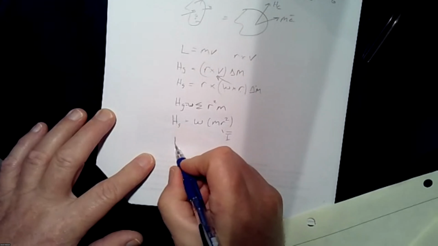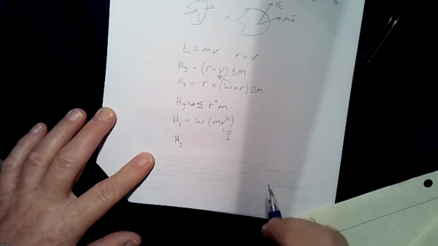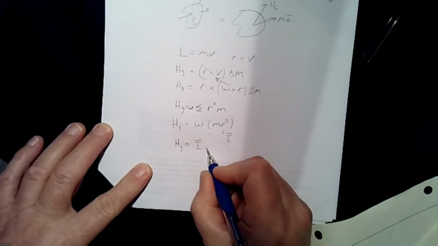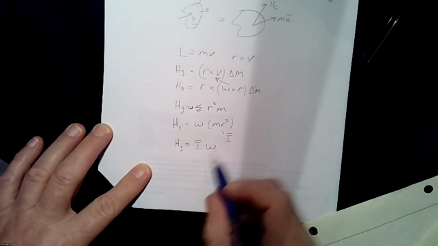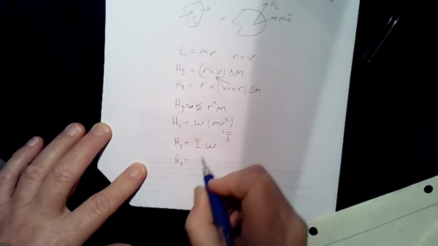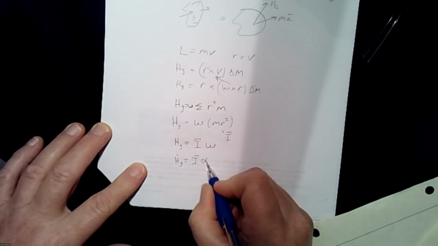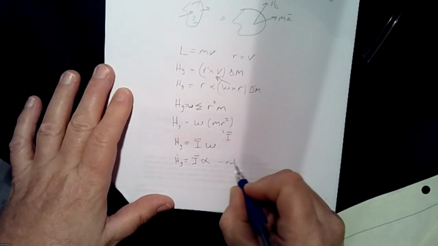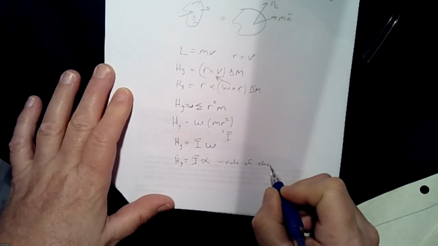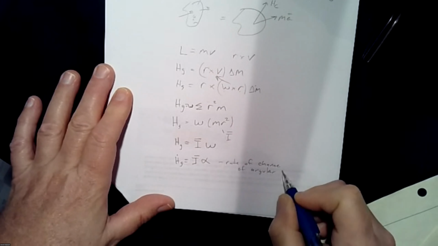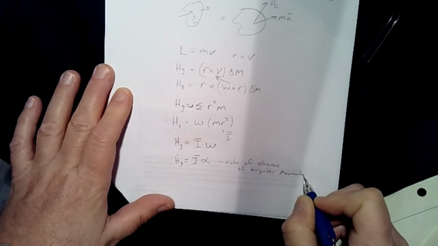So in a sense, we have H, angular momentum, equals I bar times omega. And that's the important takeaway. Sorry, this is a little convoluted. And if we take the rate of change of that, then that's going to give us our I bar alpha. So this is the rate of change of angular momentum.